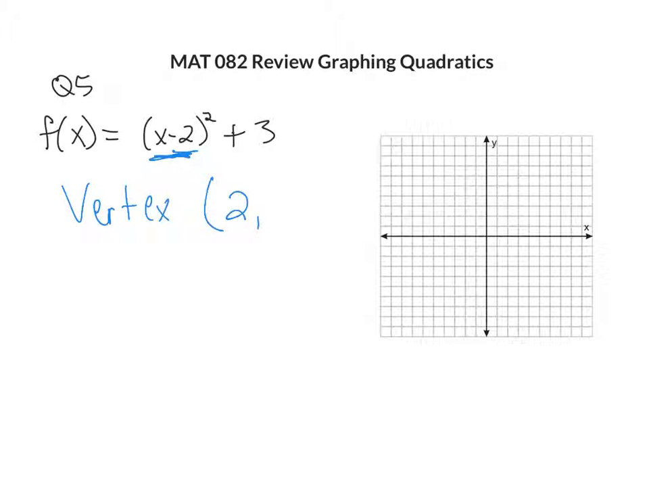And the y value will be the number that's always being added or subtracted outside of the parentheses. So we have a +3 here. So 3 is going to be our y coordinate. So we have our vertex at 2, 3. It's right here. And we know that the axis of symmetry runs through the vertex, so I can create my axis of symmetry right here.